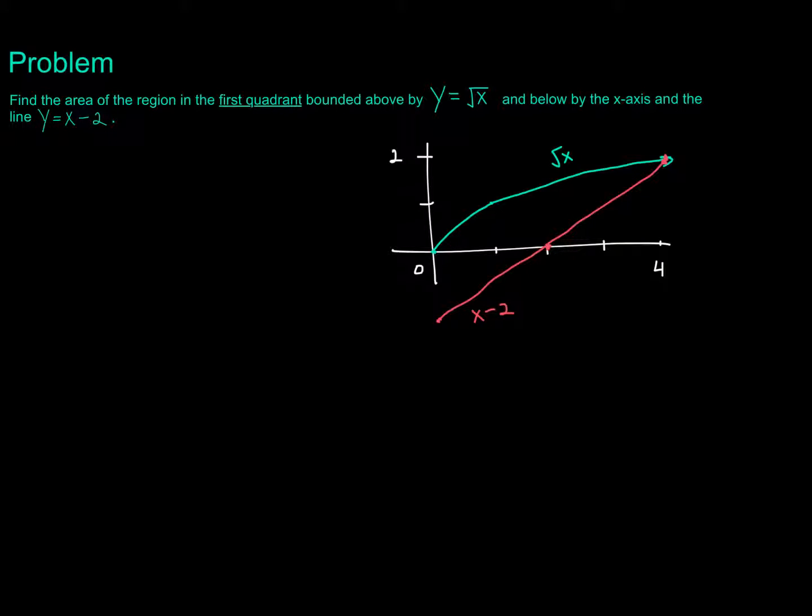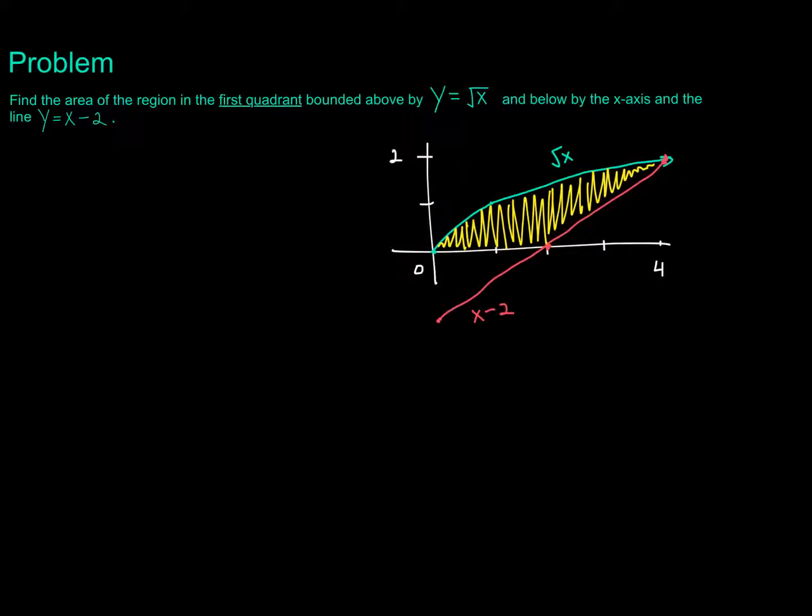Okay, so here are the graphs of the two functions, but you have to be careful. We want to find the area of the region in the first quadrant. While you might think, oh, just between the two curves, between 0 and 4, that's not at all what it says. We want only the area in the first quadrant that is bounded above by this function square root of x and below by the x-axis and the line y equals x minus 2. So if I'm shading in this area, I'll actually be shading it in like this.